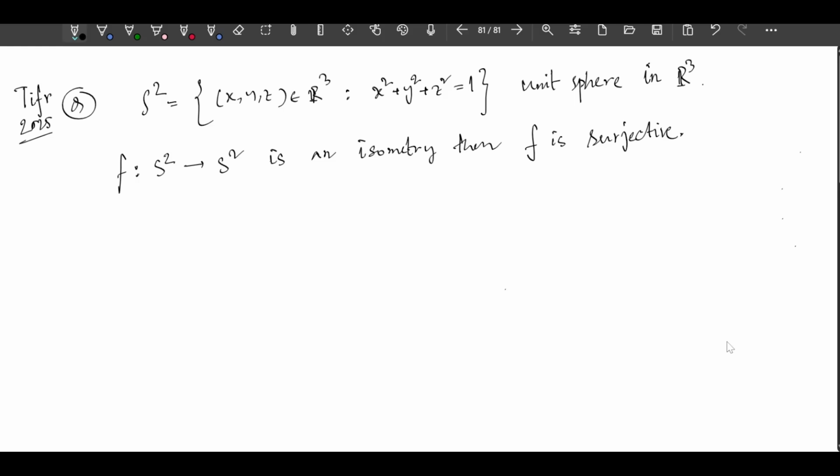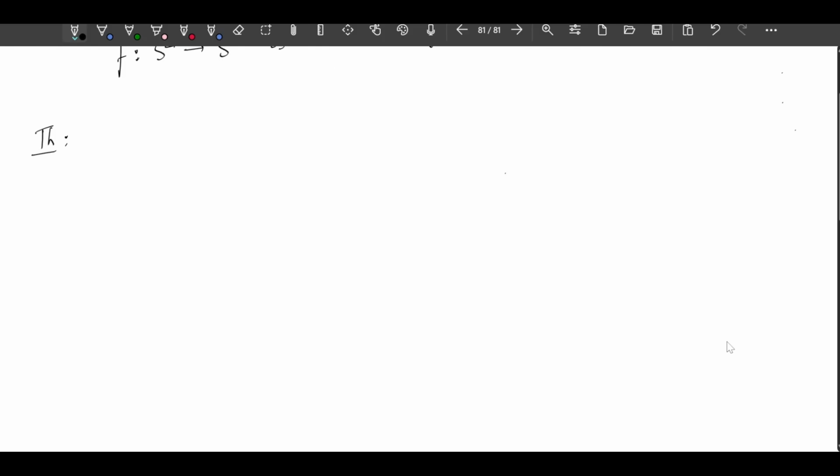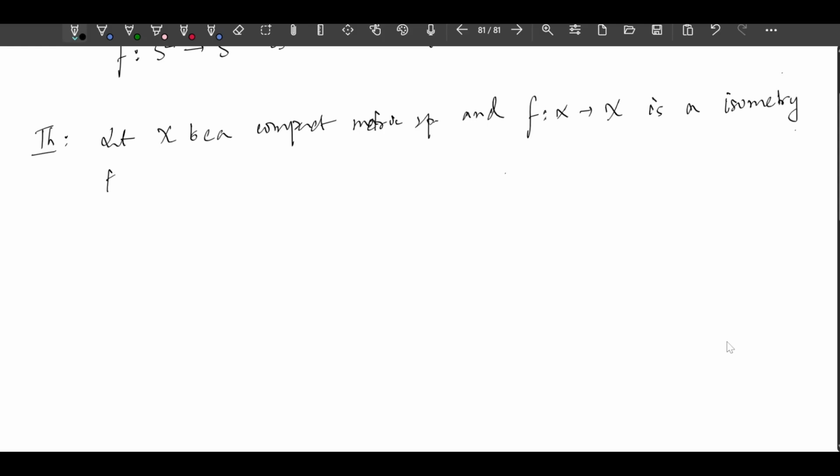It is a particular case of a more general statement, I will write the statement here. Let X be a compact metric space, and if F from X to X is an isometry, then F is surjective.